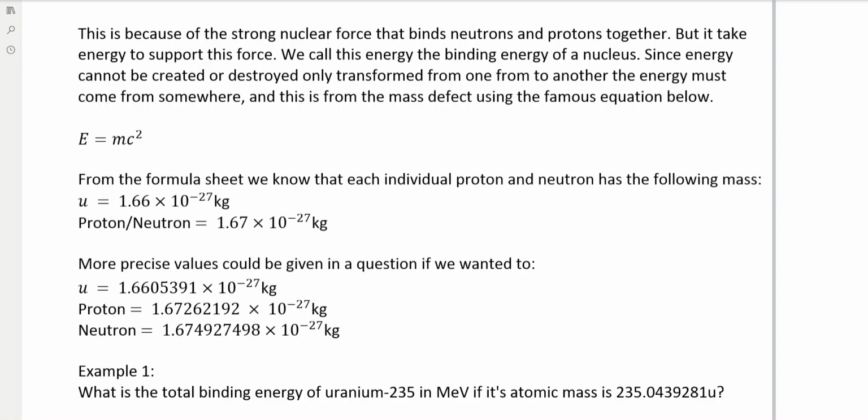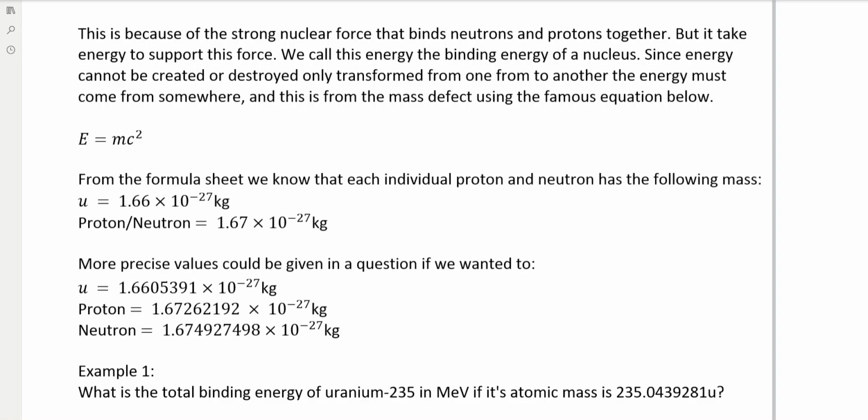And this energy is called the binding energy of the nucleus. The strong nuclear force is the force required to separate out the nucleus into its parts, or vice versa. It's the energy that holds it all together. Since energy cannot be created or destroyed, only transformed from one form to another, that must come from the mass defect, from E equals mc squared.